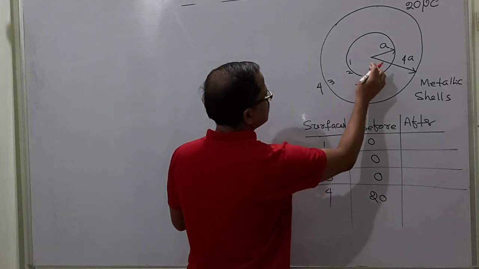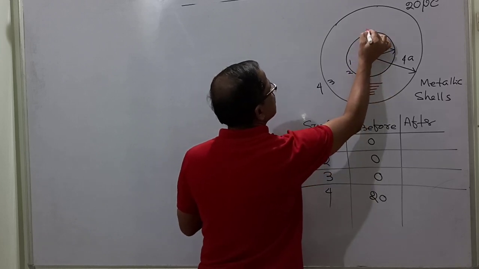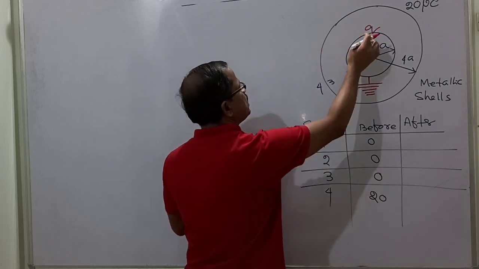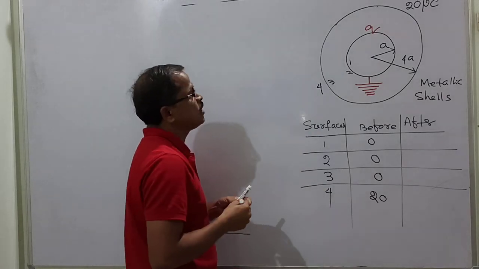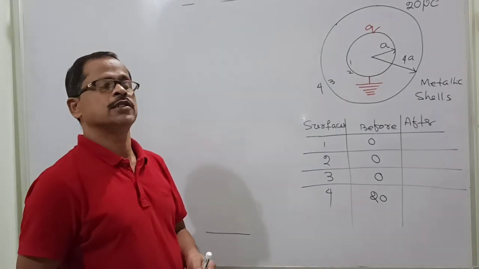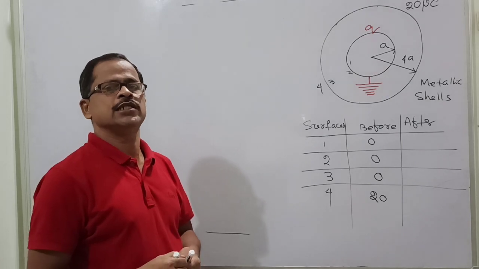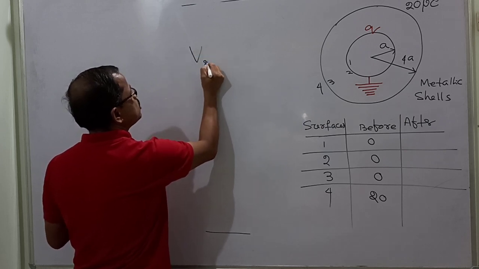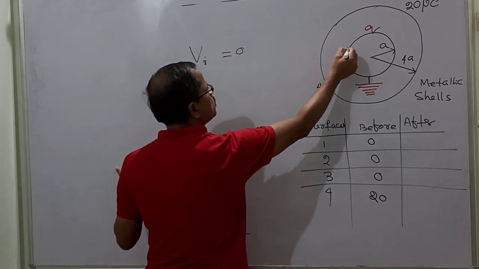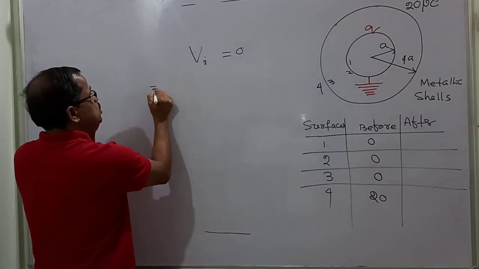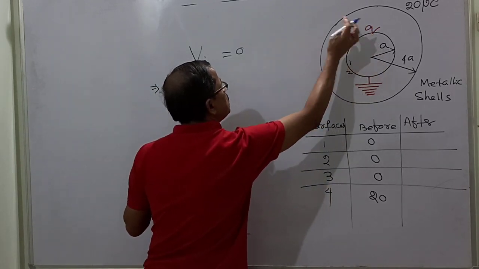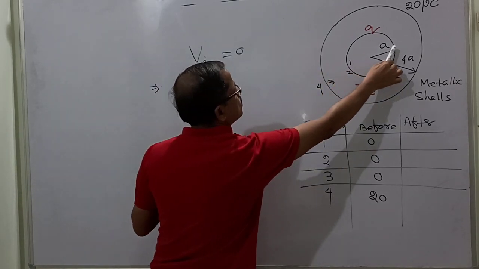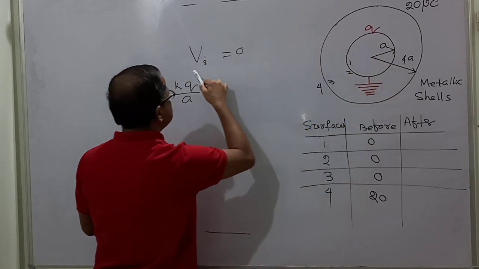If the inner sphere is earthed, let the charge that appears on the outer surface of the inner sphere be Q. The concept to solve the problem is: if any body is earthed, its potential is equal to 0. So the potential of the inner sphere is equal to 0. This is the inner sphere, this is the outer sphere. What is the potential due to the charge on the inner sphere? Let the charge be Q. Then it is KQ by A, because the radius of the sphere is A.